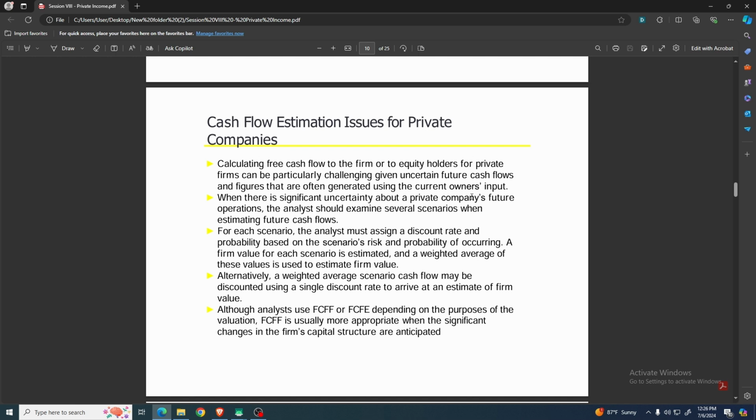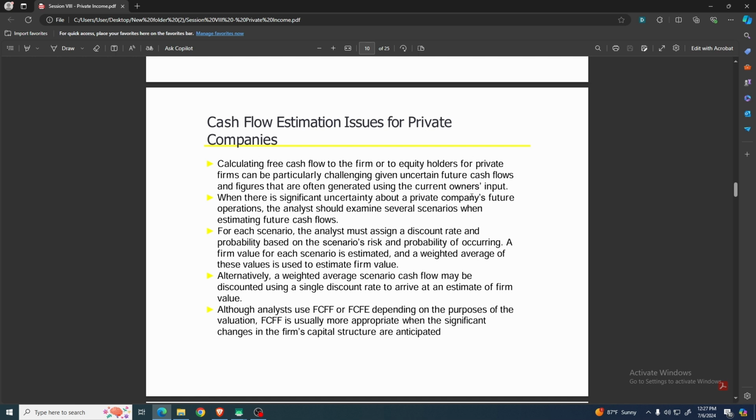Then following that, we have the scenario analysis. Given significant uncertainty about a private company's future operations, analysts should examine several scenarios when estimating future cash flows. So they need to identify certain scenarios associated with private firms, and for each scenario, estimate cash flows and assign a discount rate and probability based on the scenario's risk and likelihood of occurring. Then calculate a firm value for each scenario and use a weighted average of these values to estimate the overall firm value. That is the approach they should be taking.